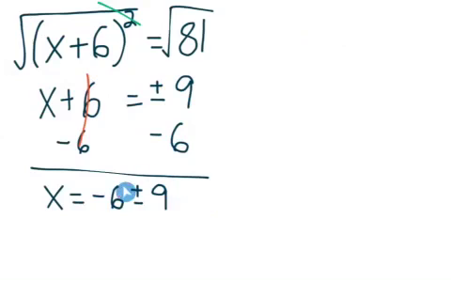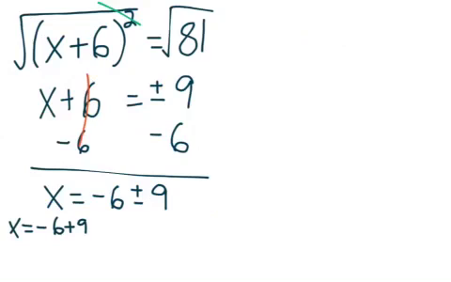Because our 9 has 2 signs, we're going to have to simplify this twice, once with the plus sign and then once with the minus sign. So I'm going to rewrite this 2 times using a different sign each time. Watch carefully what I do. The first time I write x equals, and I recopy the negative 6, and this time I'm going to take the positive, so I say plus 9.